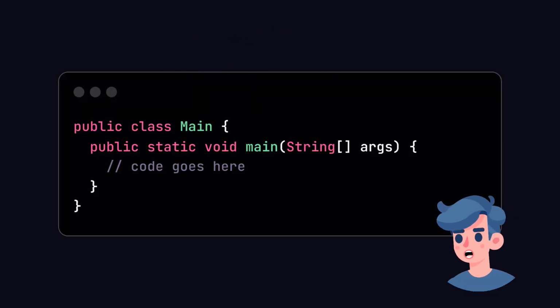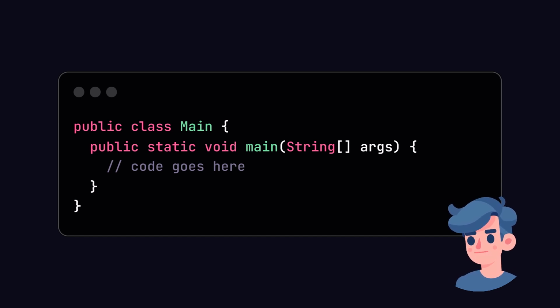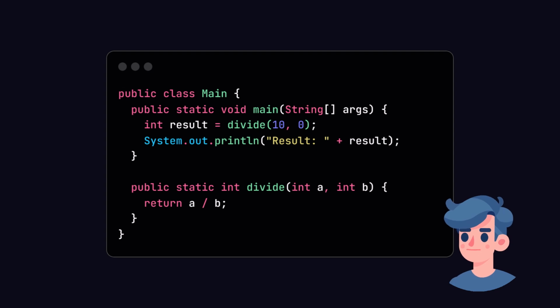First, let's create a simple Java project to demonstrate exception breakpoints. I will create a new Java class called main. Here's how the class looks initially. Now, let's add some code that is likely to throw an exception. In this case, we'll create a method that divides two numbers. If the divisor is 0, it will throw an arithmetic exception.